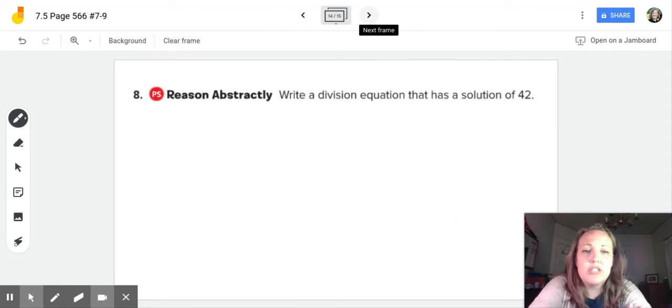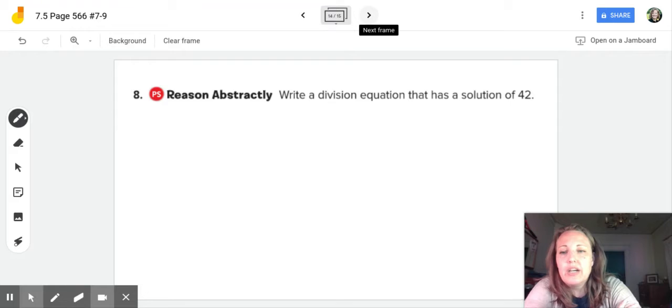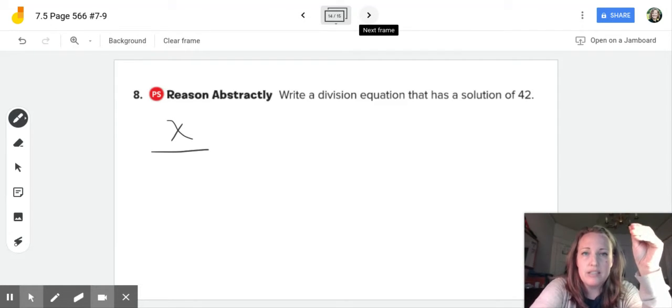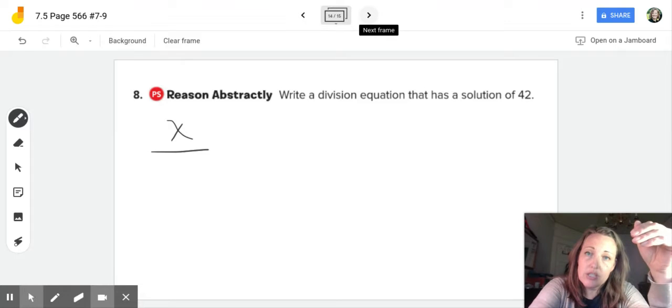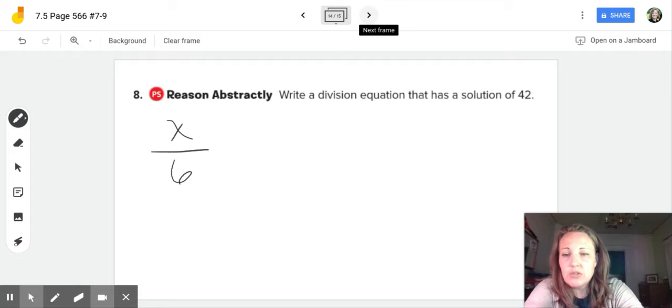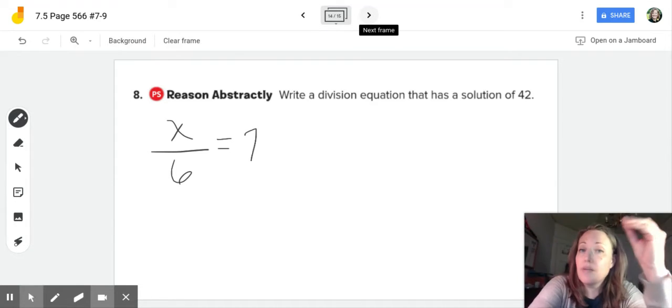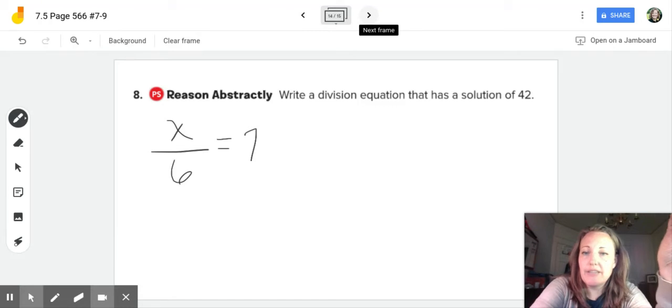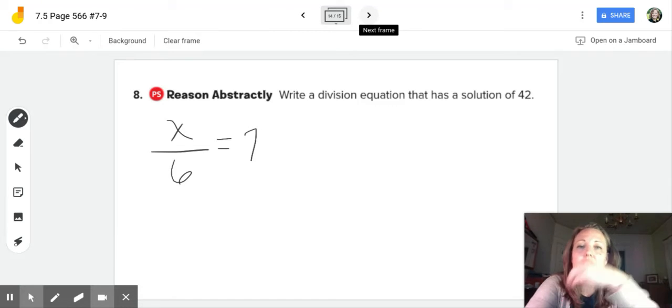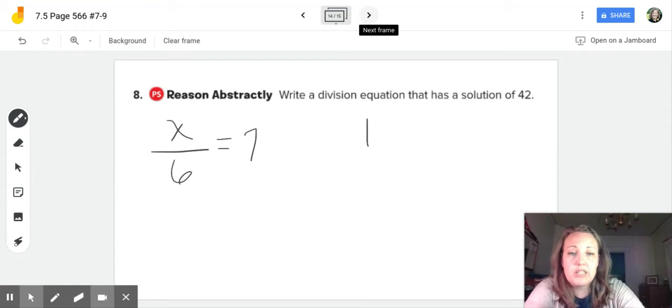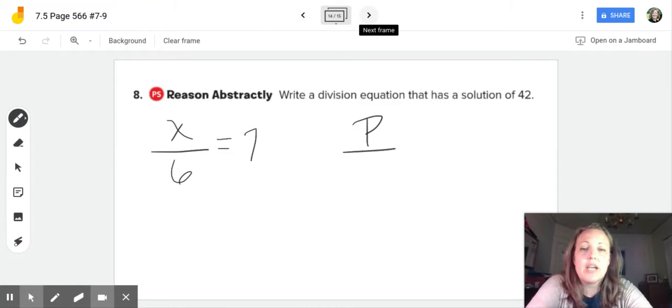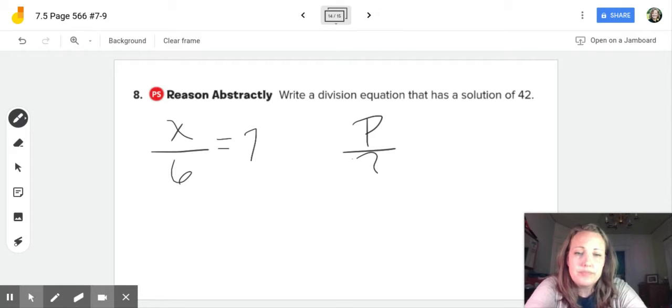Write a division equation that has a solution of 42. Okay, the easiest thing to do is to think of your facts, so your factors that multiply to be 42. Well, the first one that comes to our brains is 6 times what? 7. So something divided by 6 is 7. There's a division equation. Let's think of 2 other factors that multiply. And I'm just going to use p this time because the variable doesn't matter. How about divided by 2?